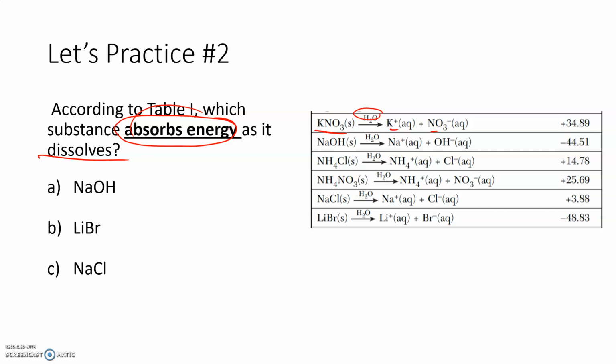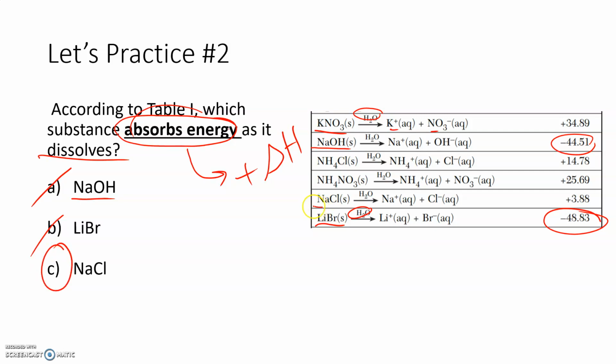Okay, one more time, according to table I, which substance absorbs energy as it dissolves? Absorbing energy is endothermic. Endothermic processes have positive delta H values. So I would need to check each of the substances. NaOH, here's my NaOH being dissolved in water. Oop, it's got a negative delta H. It releases energy. It's exothermic. Same thing with my LiBr. Here it is, being dissolved in water, but that delta H is negative again, which means it's releasing energy as it dissolves. It's exothermic, which means choice C should be the right answer, and we can confirm that.